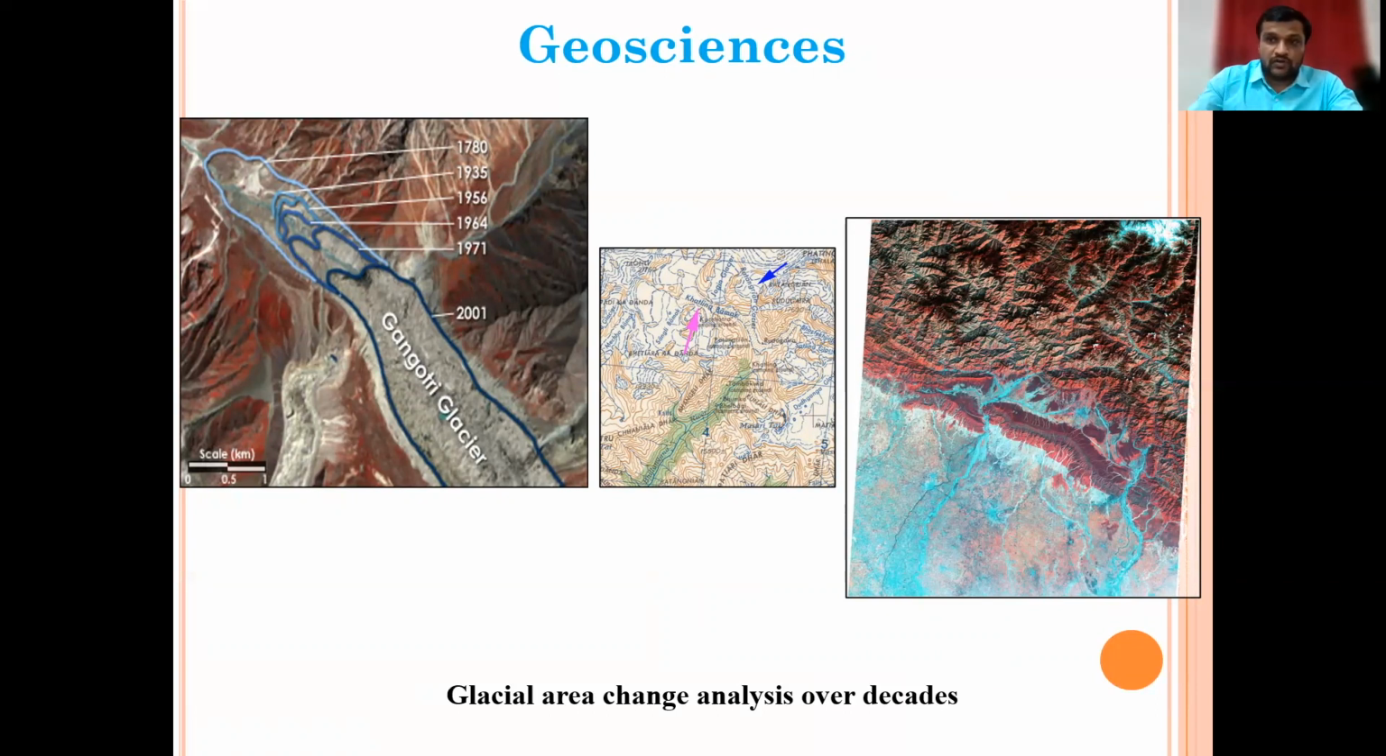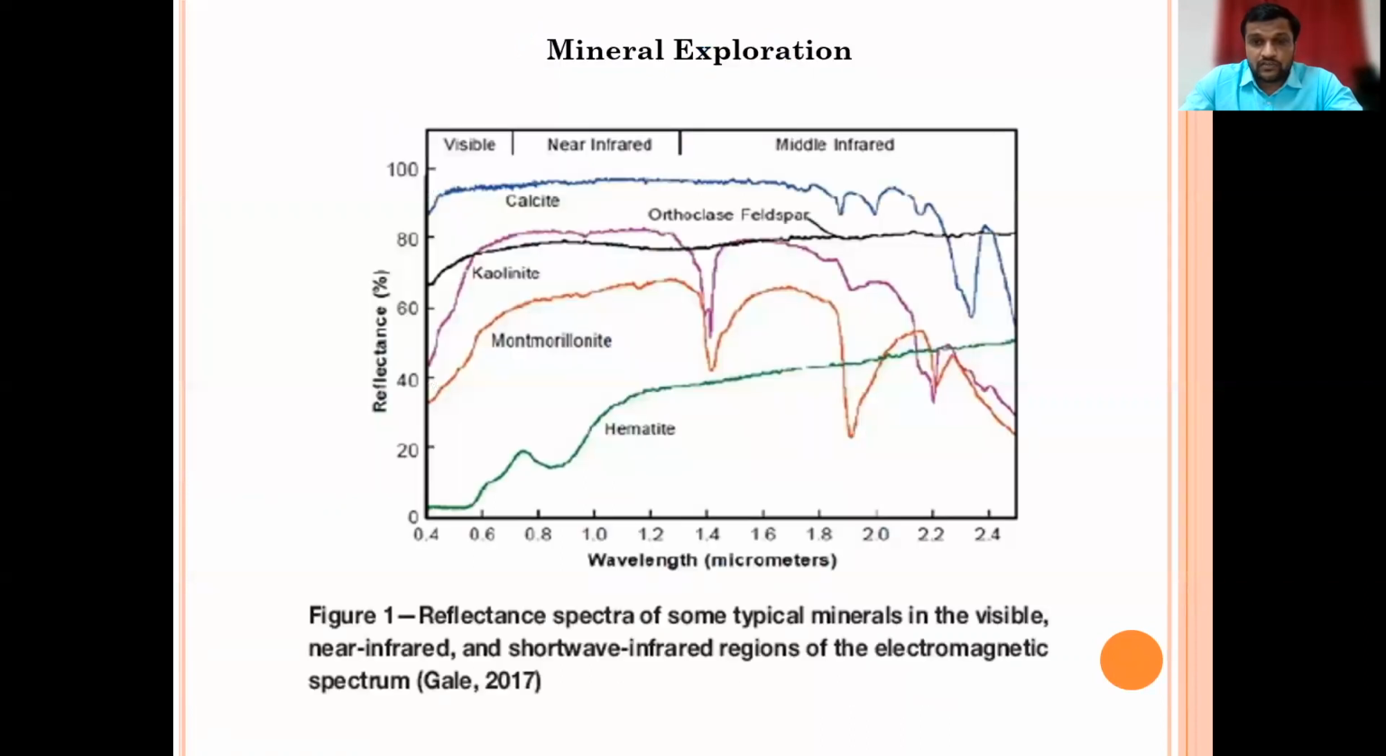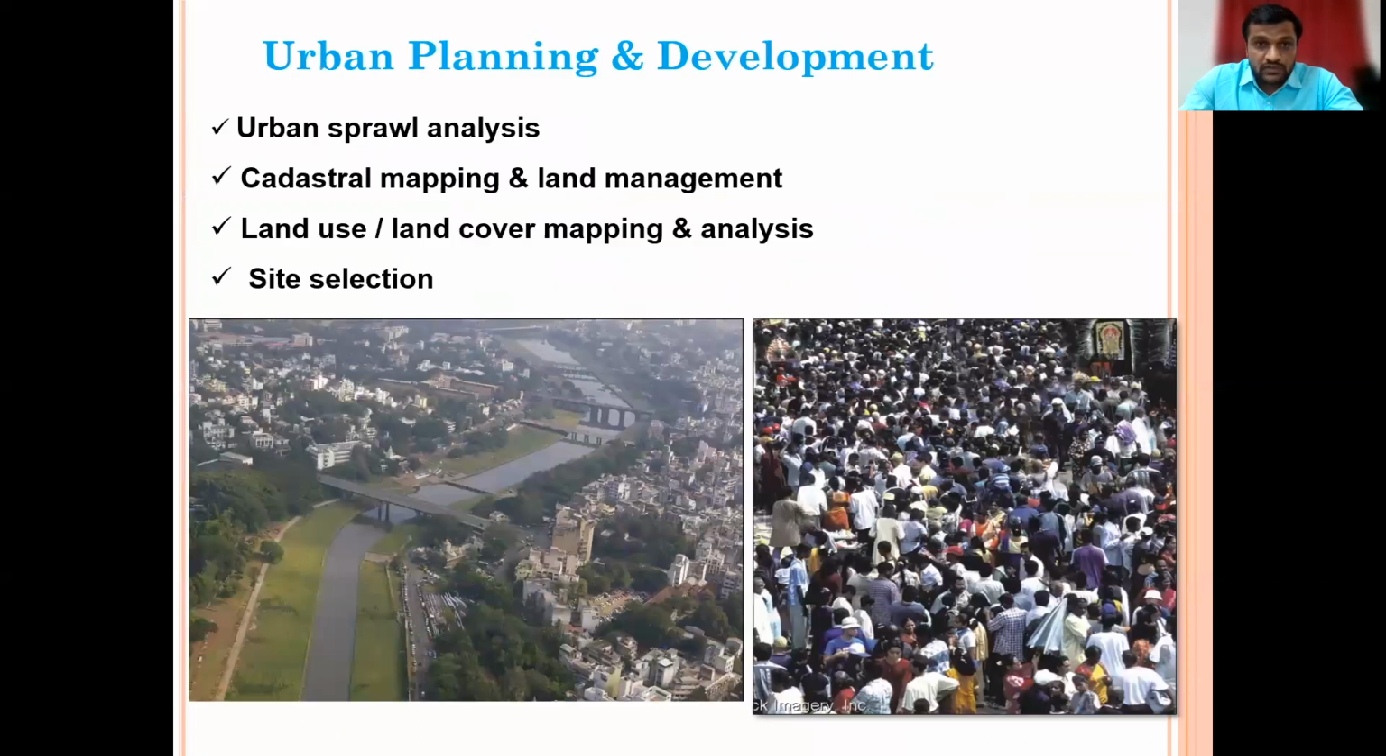That is very important. It is a very important factor of our hydrological system of the Earth. So it has wider application in geoscience. Mineral exploration can also be done using GIS and remote sensing.